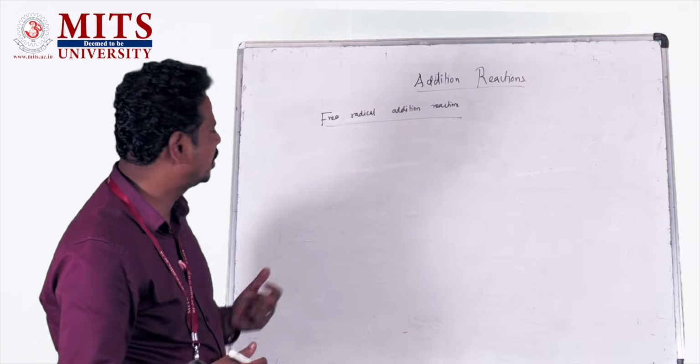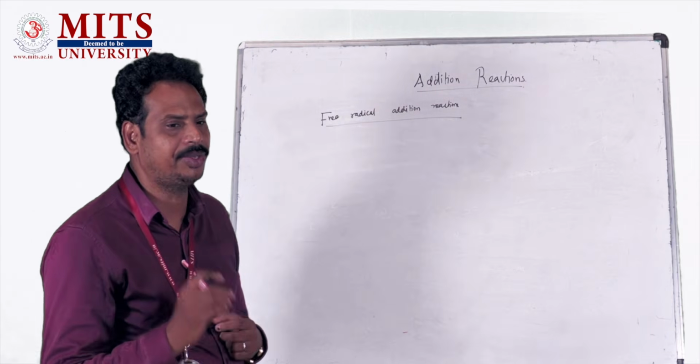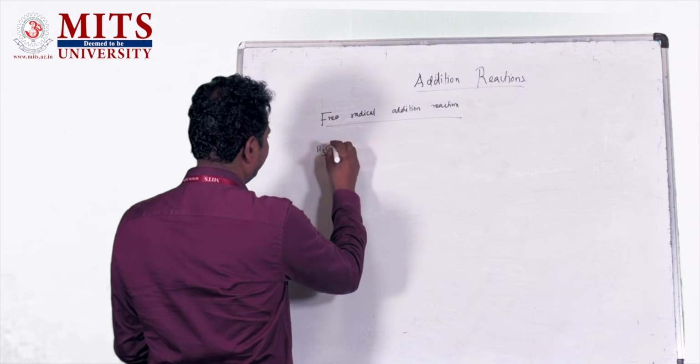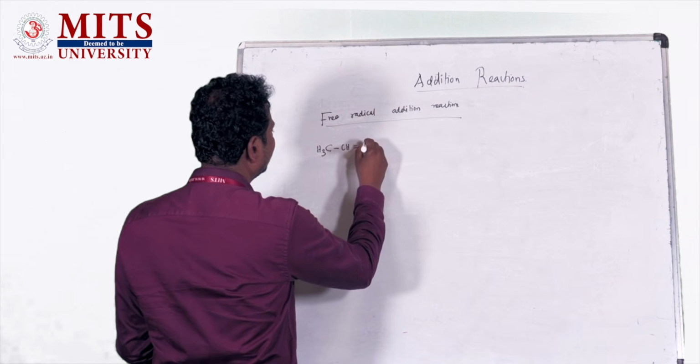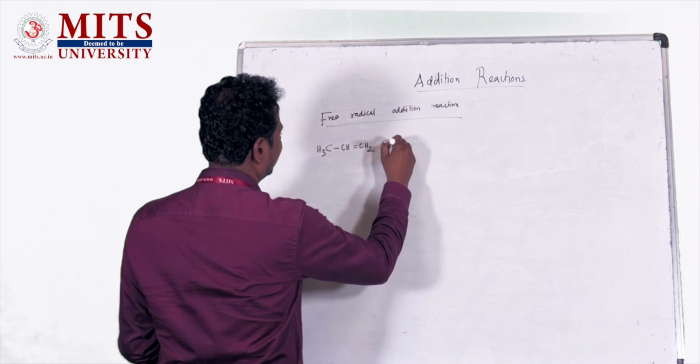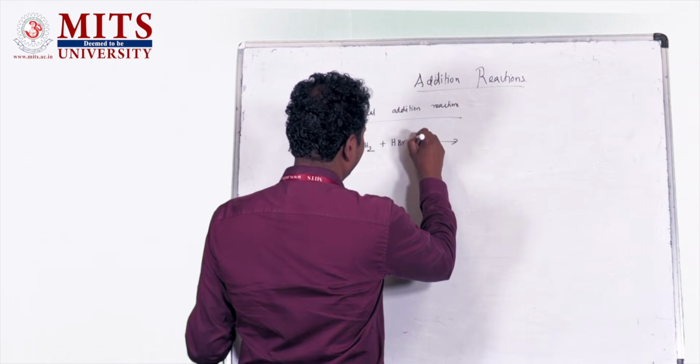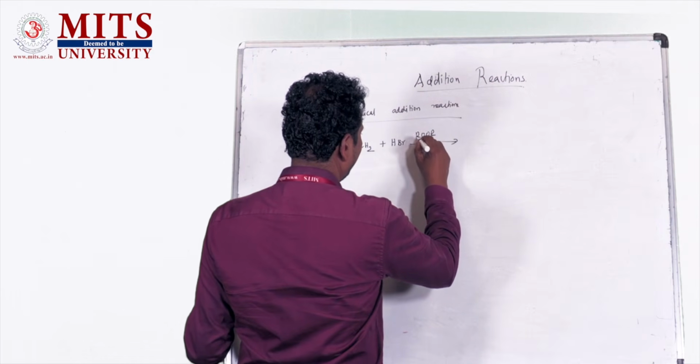Okay, so the example for this free radical addition reaction is, I'll take again this propene system. For example, peroxides.